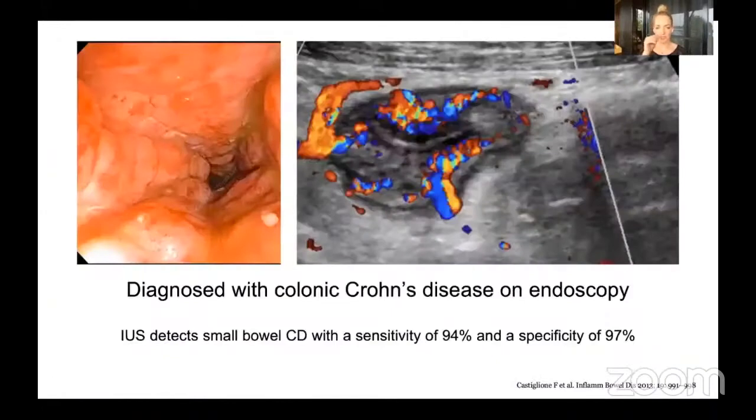They performed a colonoscopy and she was diagnosed with chronic Crohn's disease on endoscopy. So I think it's really important to emphasise that intestinal ultrasound is really good at picking up particularly small bowel Crohn's disease. It has a very high sensitivity and specificity for diagnosing a patient with inflammatory bowel disease. And if you combine it with a calprotectin, it approaches 100% for accuracy in diagnosing these conditions.